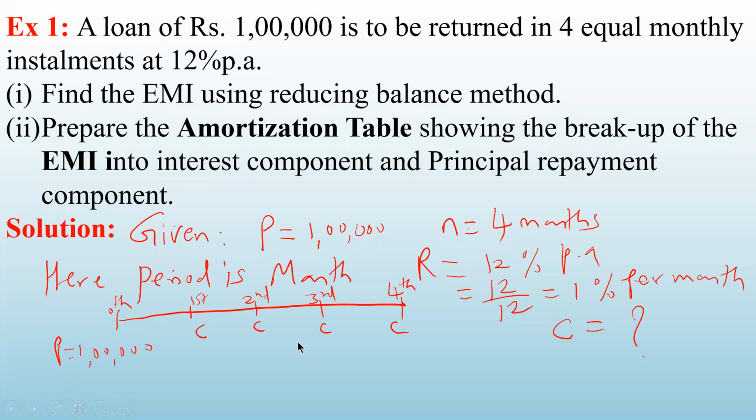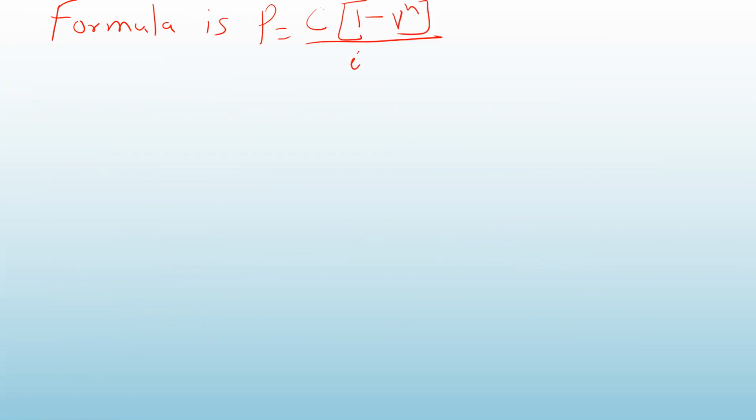So first of all, let us write down the formula for the present value. What is the formula? P equals C into (1 minus V to the power N) divided by I. Where V is 1 divided by 1 plus I. So find out first what is I.